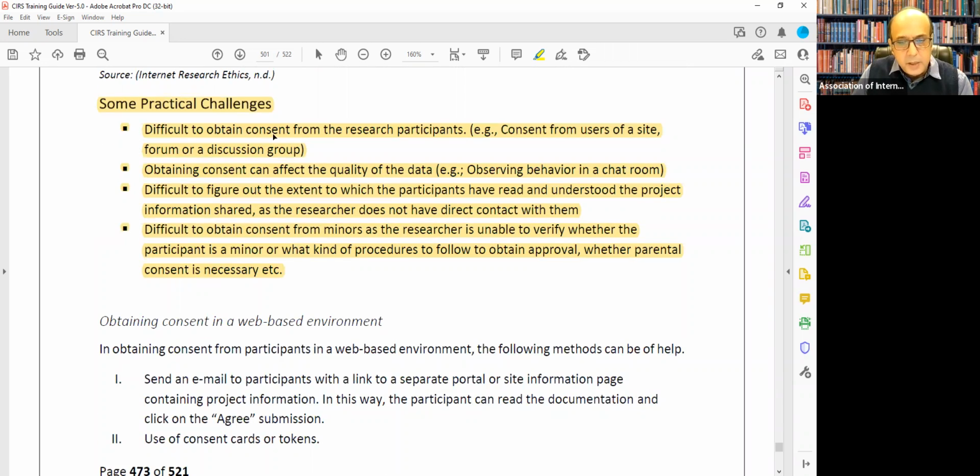Some practical challenges: it is difficult to obtain consent from research participants. An example is forums or discussions. Everybody has their own mindset and opinions. Obtaining consent can affect the quality of the data. So if the method is not properly defined and it is not considered a standard practice for collecting a type of information, that might be a challenge.